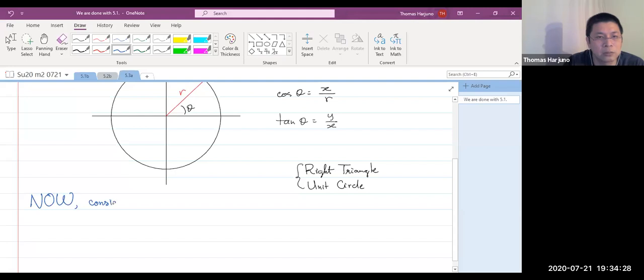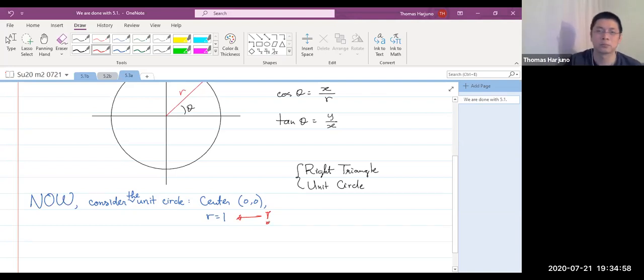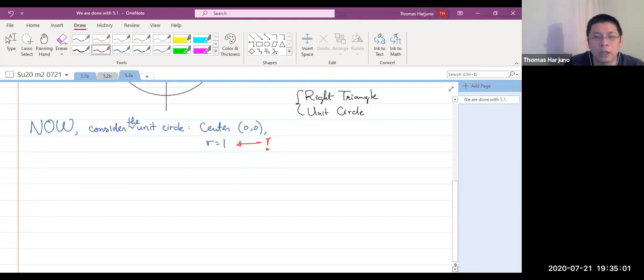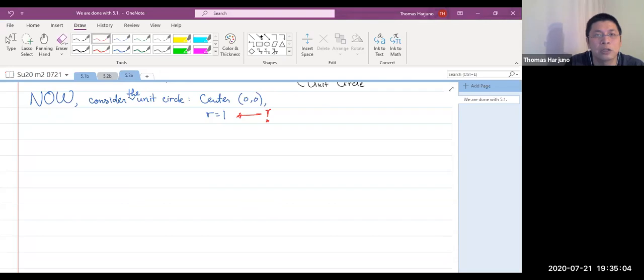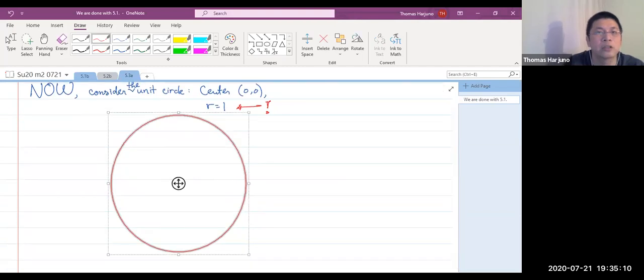Now imagine, consider the unit circle. We call it a unit circle if the center is the origin and the radius is 1. Now, that's where the key step happens. What will happen then? Well, then we will have a unit circle. The radius is 1.